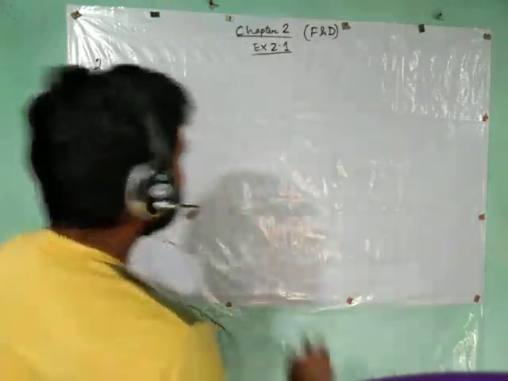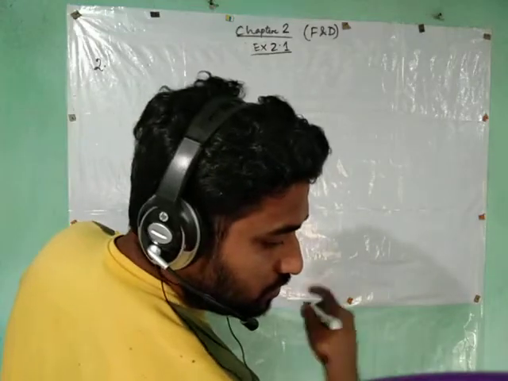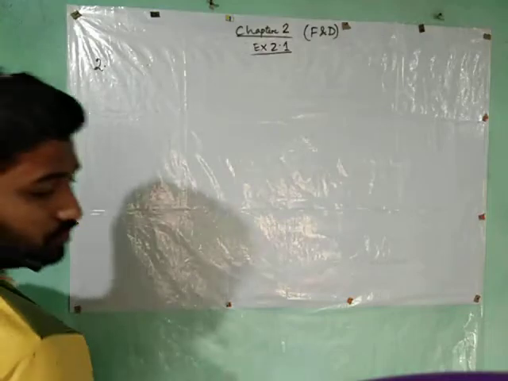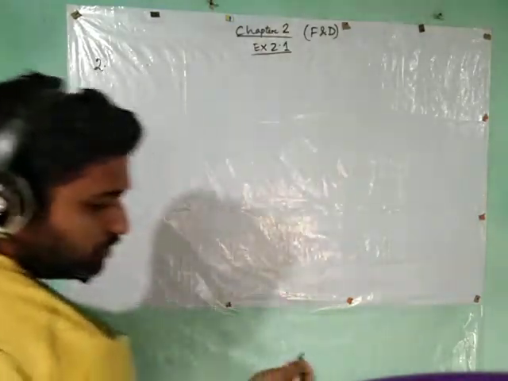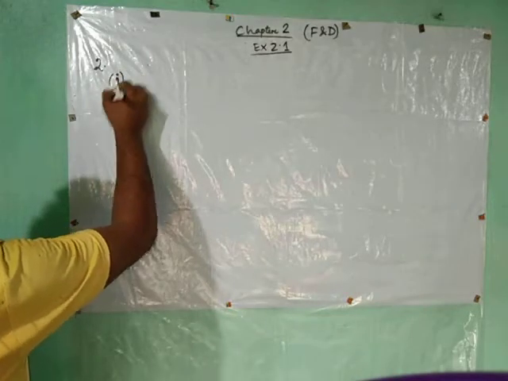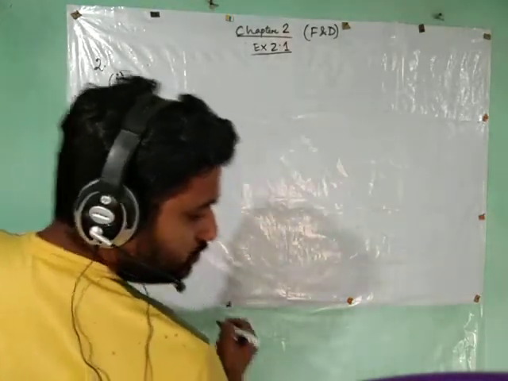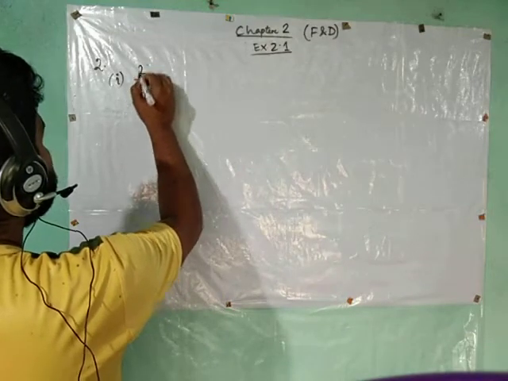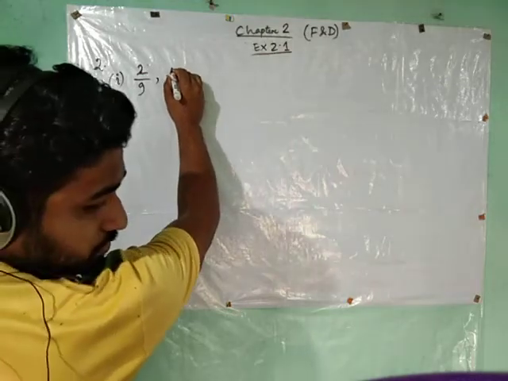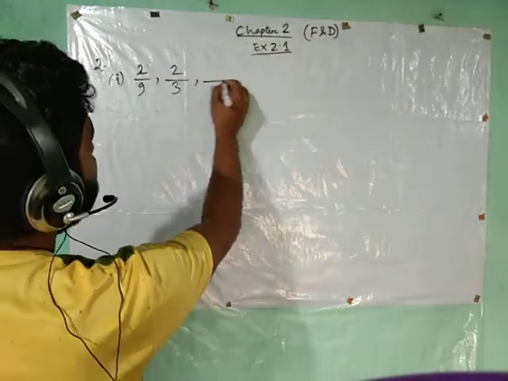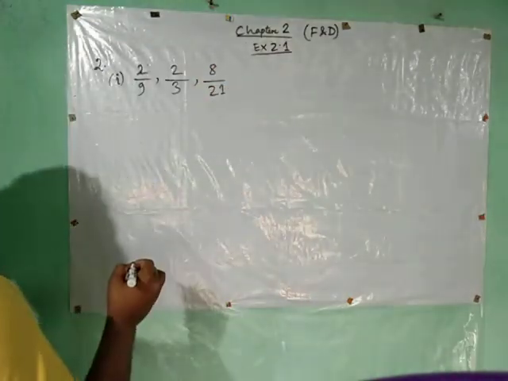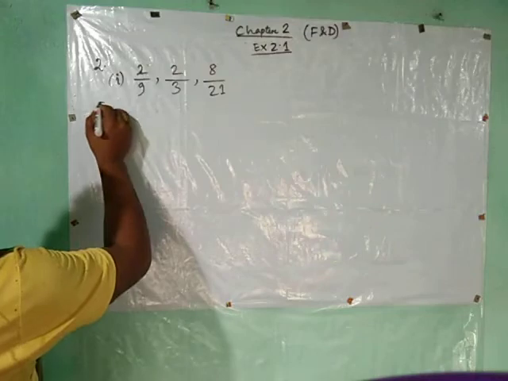Now question number 1 I will solve. Question 2 you solve by yourself. This will be your homework, or you may consider it as classwork. Now question number 2.1, what is given? 2 by 9, 2 by 3 and 8 by 21. Very simple. It is nothing so much tougher.